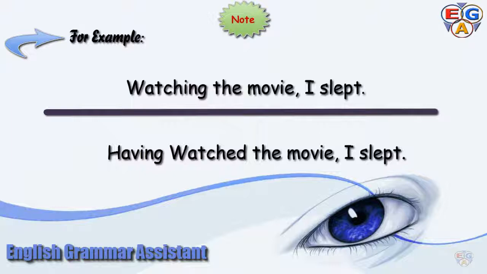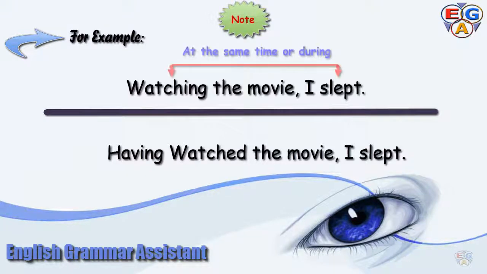Let's contrast these two reduced sentences to understand the point. The first sentence says, watching the movie, I slept. The second sentence says, having watched the movie, I slept. The first sentence implies that he or she slept while he or she was watching the movie. The second sentence implies that he or she slept after he or she finished watching the movie. Therefore, present participle in a sentence always indicates that the action of the adverb clause happens, or happened, at the same time, or during the action of the main clause, whereas perfect participle always indicates that the action of the adverb clause happens, or happened, before the action of the main clause.